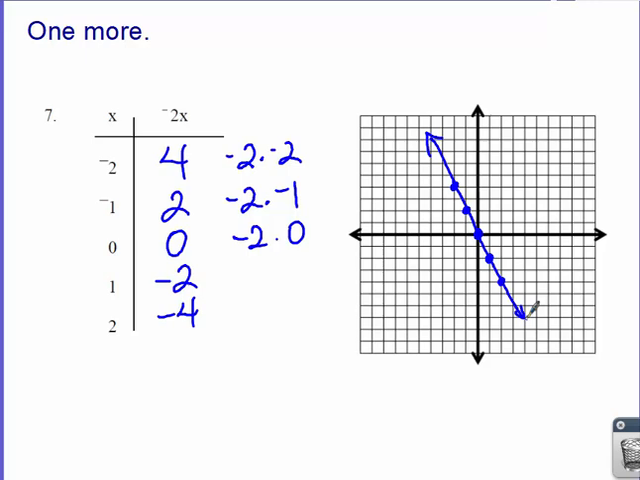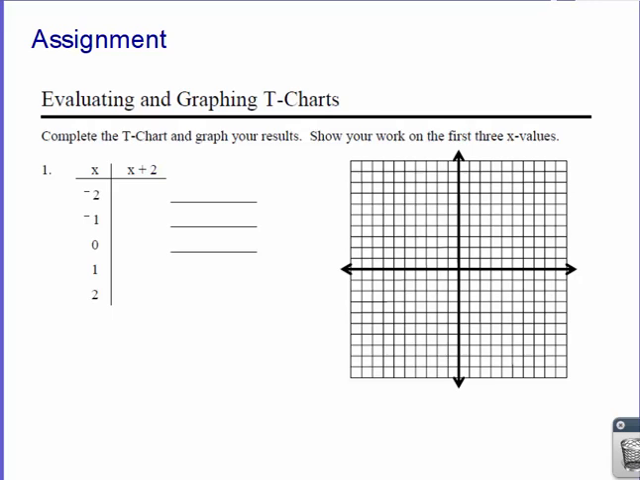So what you're going to do on your assignment today is the same exact thing. I'm going to give you some expressions. I want you to show me the work on the first 3 x values, evaluate them, and then graph it on the graph that is given for you. So until next time.